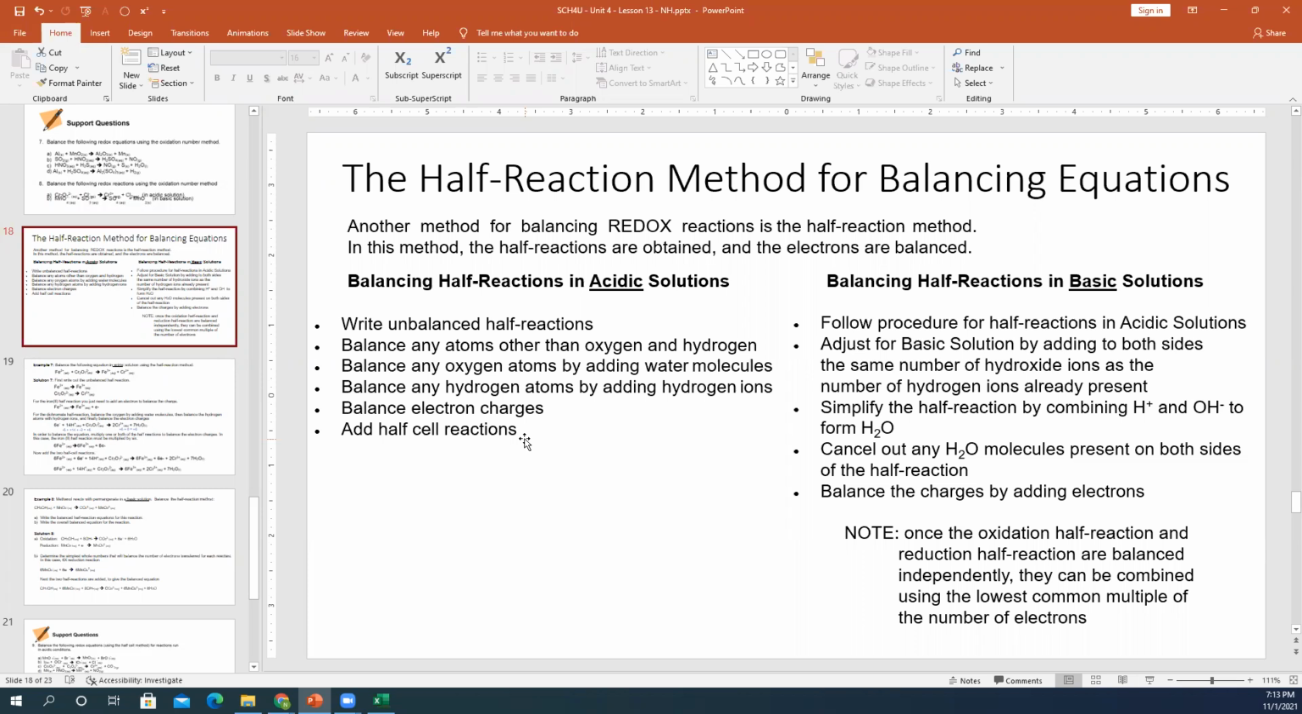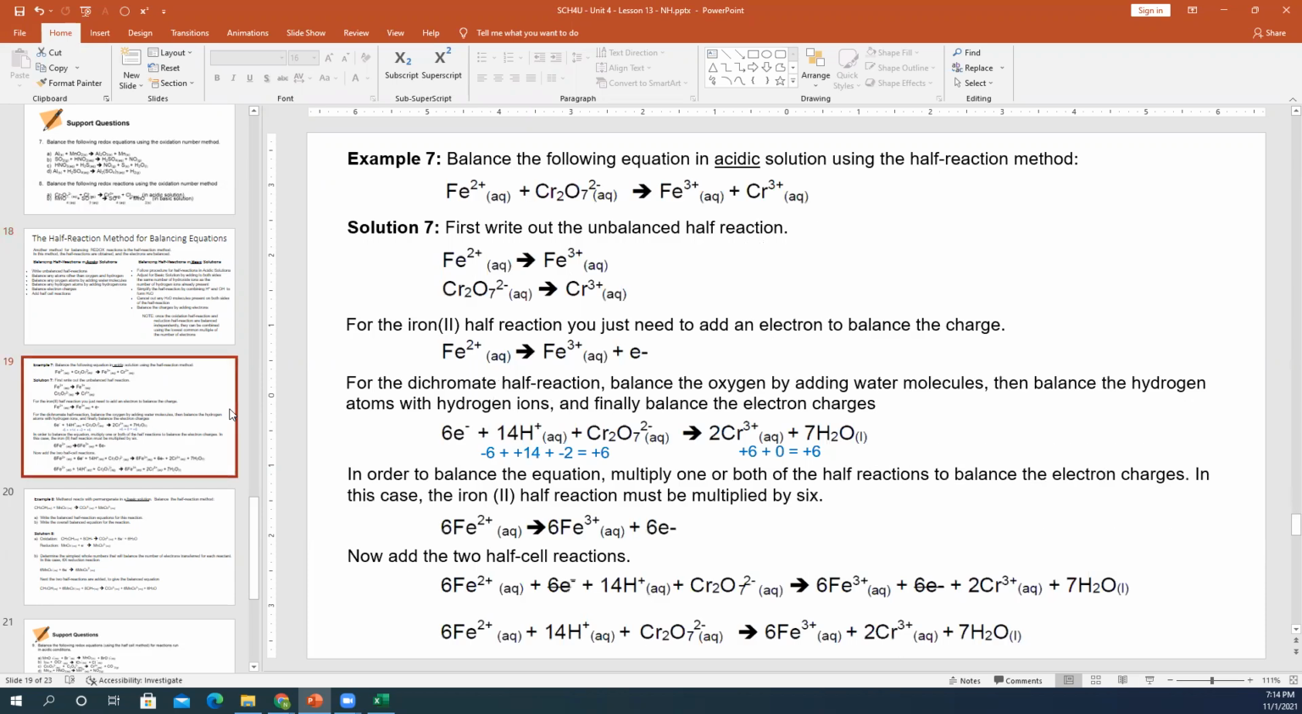But note that once the oxidation half reaction and the reduction half reaction are balanced independently, they can be combined using the lowest common multiple of the number of electrons. So whatever is the lowest number of electrons that's common between them, you can add your two half reactions. You can combine them in that way. So let's look at two examples. The first one being using this half reaction method in an acidic solution.